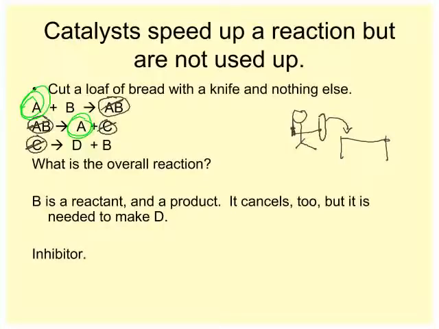So my overall reaction would be simply B yields D plus, okay, so that's a bad example. B, because it shouldn't make B again. Let's make this a Q.